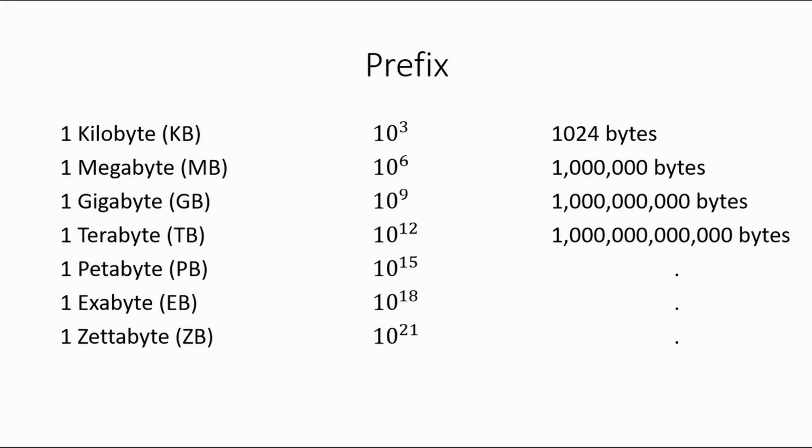When it comes to bytes, the only difference between a kilobyte, a megabyte, and a gigabyte is its prefix. For example, a kilobyte is 1 byte times 10 to the power of 3, while a megabyte is 1 byte times 10 to the power of 6. Therefore, the only difference between the sizes of a byte is its prefix.